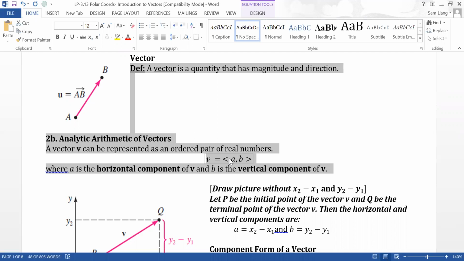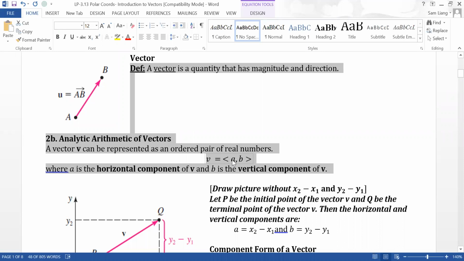Vectors a and b, where a is the horizontal component of v and b is the vertical component of v. Just one more clarification: technically a and b are the components of v, so they themselves are not vectors, just components of vectors. Thank you for that. Just make sure you have this in your notes.